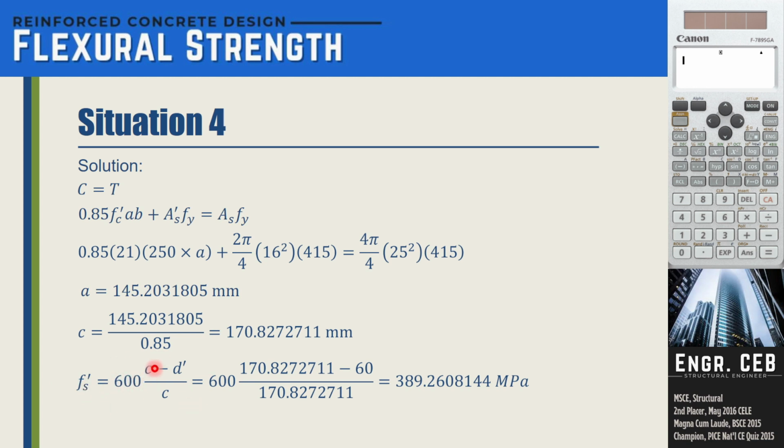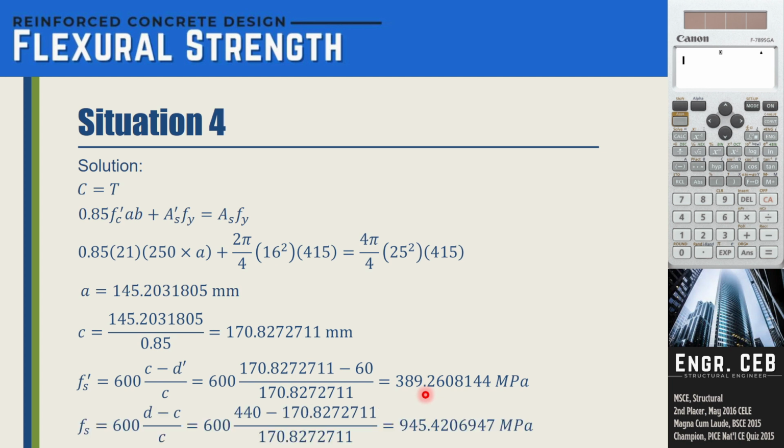Okay, 600 times (c minus d prime) over c. So we substitute. So the value of the stress in the compression steel is 389 megapascals. Next, we check the stress in the tension steel. So that is 600 times (d minus c) over c.